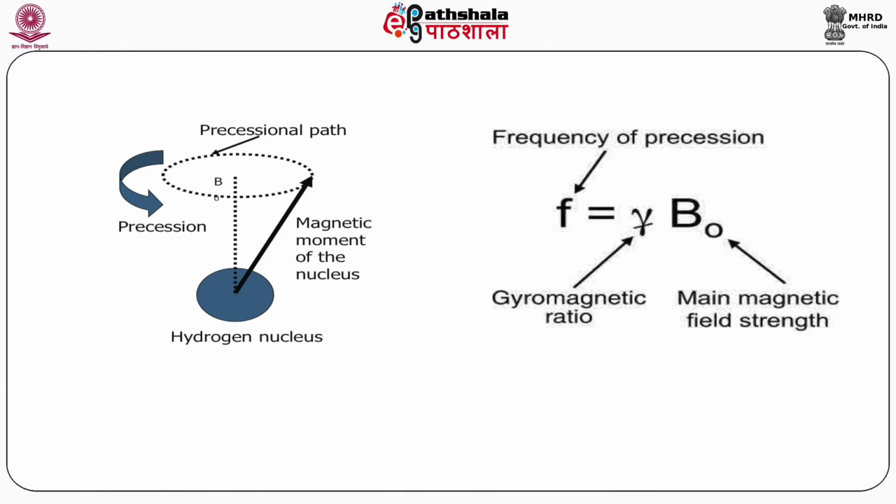At 3 Tesla, it is somewhere around 127.7 megahertz. So this is the frequency which is unique for hydrogen nuclei. Other nuclei are also present in our body, but their Larmor frequency is different. Hydrogen is unique in that it has a high abundance and the frequency of precession is very high, and therefore the hydrogen nucleus is chosen to produce the MR signal in MRI.